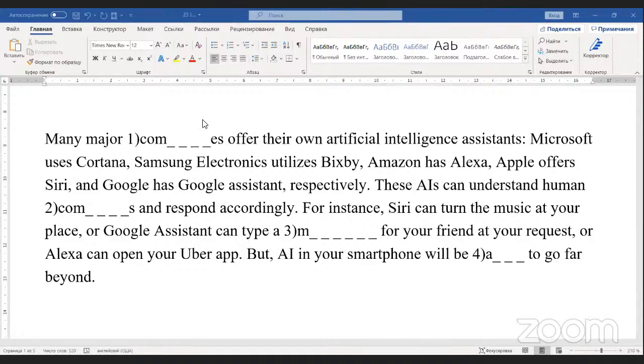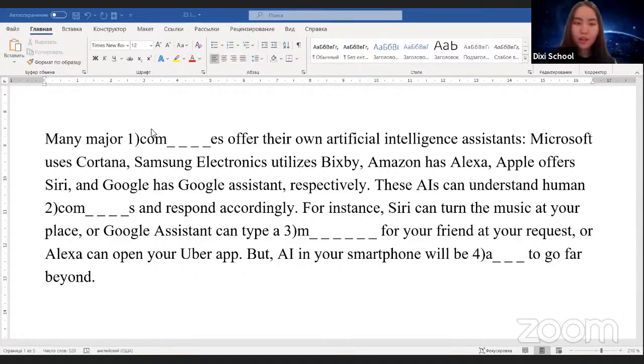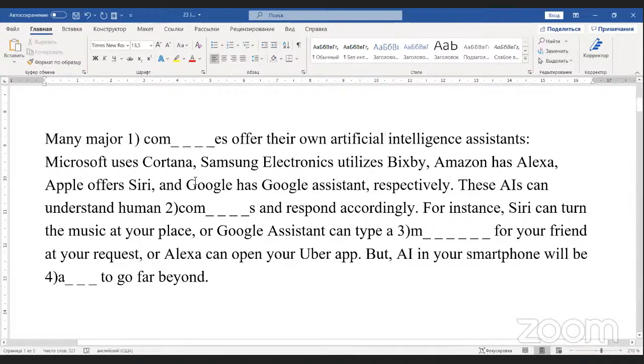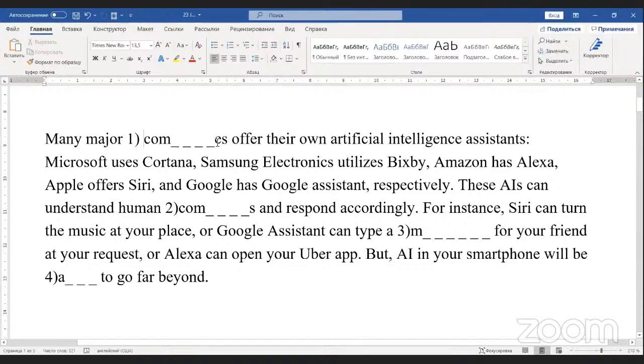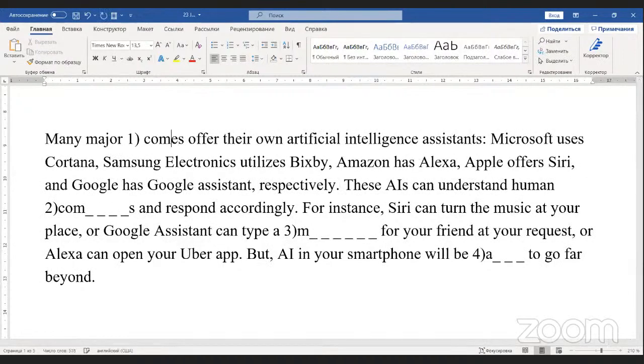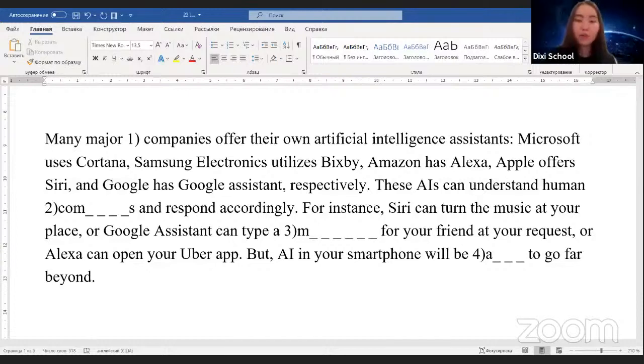Many major companies offer their own artificial intelligence. Microsoft uses Cortana, Samsung Electronics utilities Bixby, Amazon has Alexa, Apple offers Siri, and Google has Google Assistant, respectively. Okay, respectively, right. So what are your suggestions? Look here. Microsoft, Samsung, Amazon, these are all what? Companies, yeah. So companies offer their own artificial intelligence.